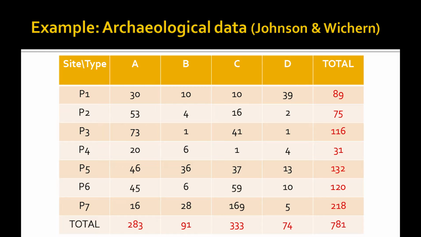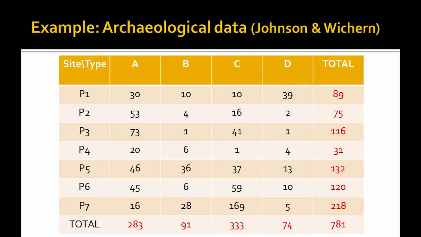Similarly, if you look at the columns, let's look at the second column here. Here we look at site B, and what we look at is the type of pottery that we find in B. There are 10 of type 1, 4 of type 2, 1 of type 3, 4 of type 4, 36 of type 5, etc. And out of the 781, 91 potteries have been found at site B. So this gives us the distribution of the types of potteries that have been found in site B. Similarly for the other columns.